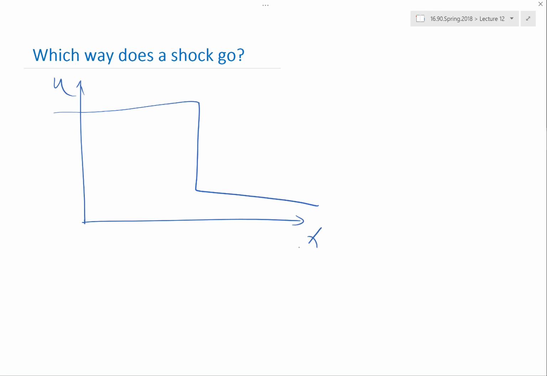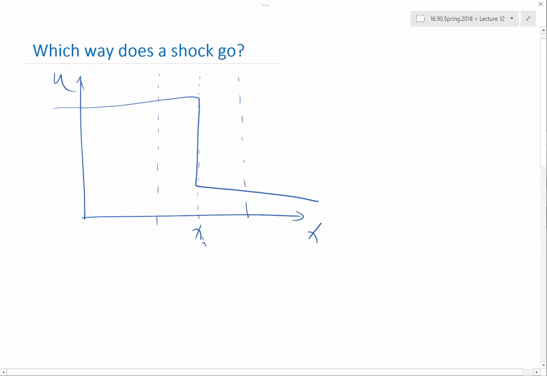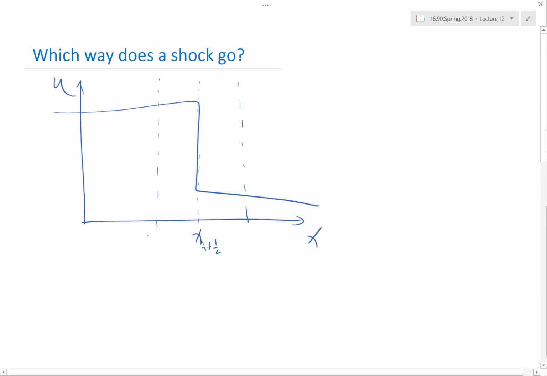So in a finite volume scheme, it actually matters which way a shock goes. Because let's imagine the best scenario is when the shock actually sits just on the interface of two cells. So this is x, let's say i plus half. Okay, so let's say this is x_{i+1/2}, this is x_{i-1/2}, this is x_{i+3/2}. So the shock sits exactly at x_{i+1/2}.